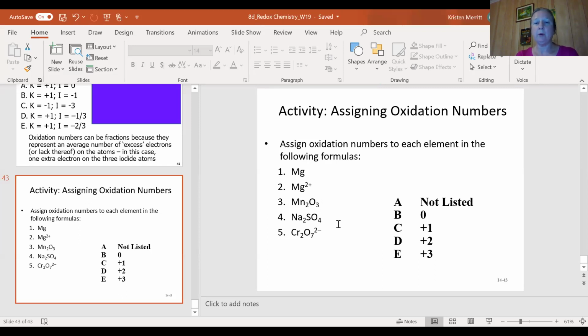Sodium sulfate and dichromate ion, I'm going to work out on the board over here. So let's go over there.